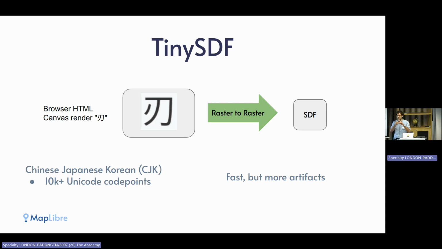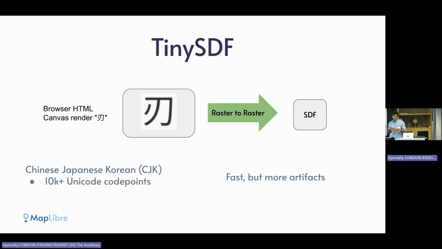to rasterize something, for example this glyph, and then you do a raster to raster conversion. You take the grayscale image from your canvas and convert that into an SDF. It's very fast, but it gives you more artifacts than the other approach. The quality is not as nice, but you can do it in the client because it's fast enough, and you don't need access to the original font file, because you can just ask the canvas to render something for you. You can use system fonts of your browser and so on.